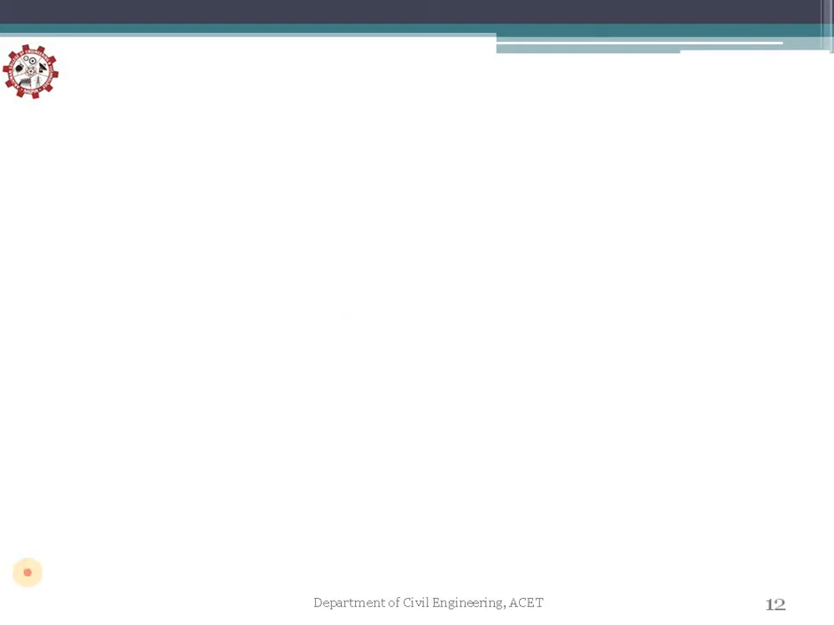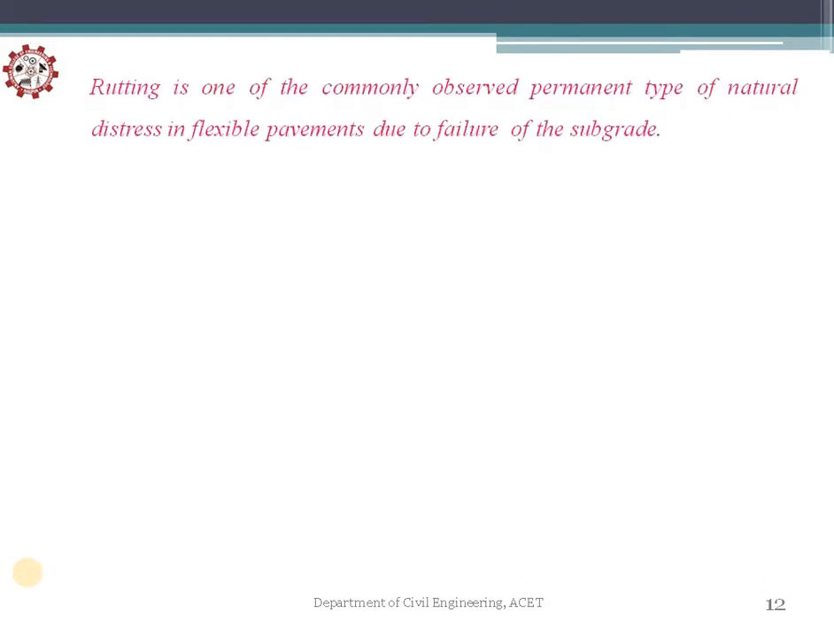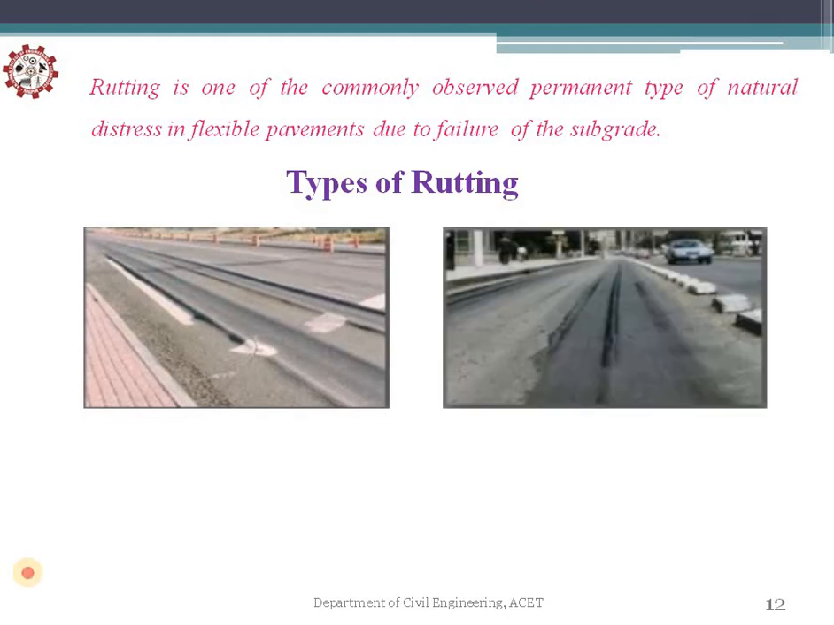Next point is rut depth. First we should know what a rut is, and then we can see what rut depth is. Rutting is one of the commonly observed permanent types of natural distress in flexible pavements due to the failure of subgrade. So these are the types of rutting. This is known as unstable rutting. You can see this is the undulation caused in the road. If the subgrade soil is not properly done, this is what unstable rutting is.